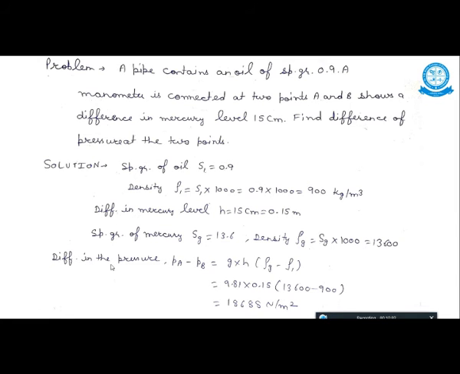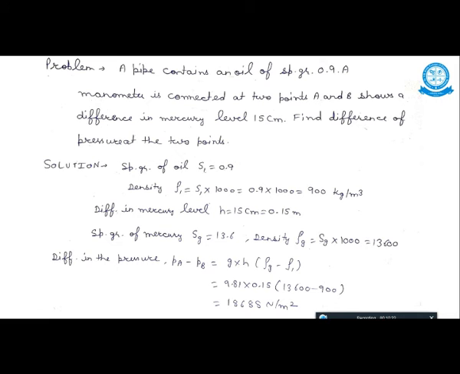The difference in the pressure, that is PA minus PB. What will be the equation here? h into g in bracket rho g minus rho 1. So from that we can find out the pressure difference between PA and PB. Such type of numericals are always asked in the examination.